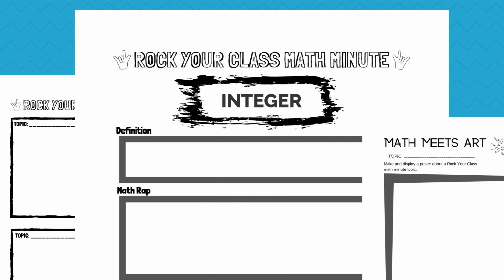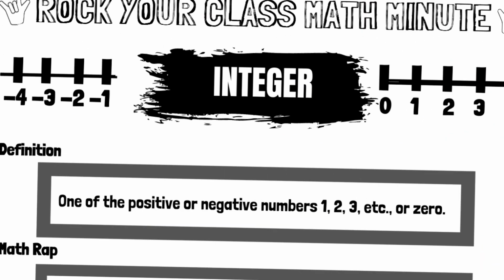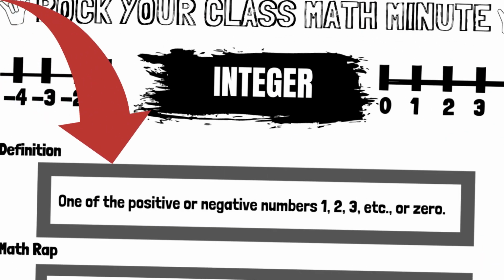Integer. What does the dictionary say? One of the positive or negative numbers 1, 2, 3, etc., or 0.